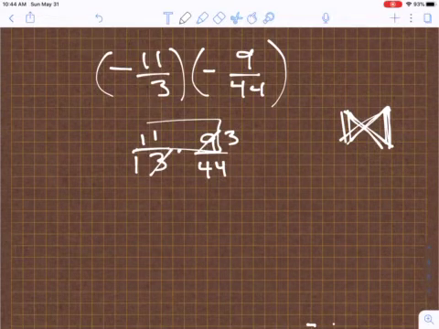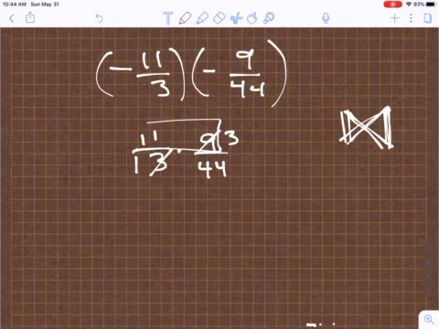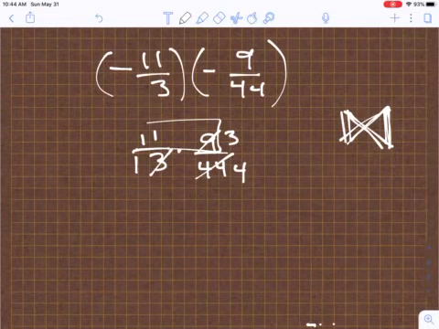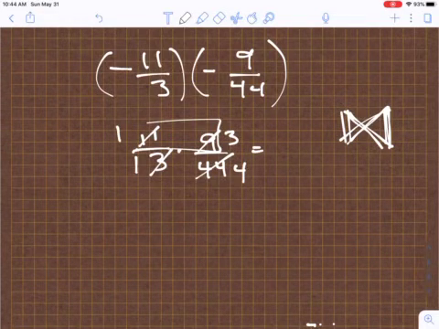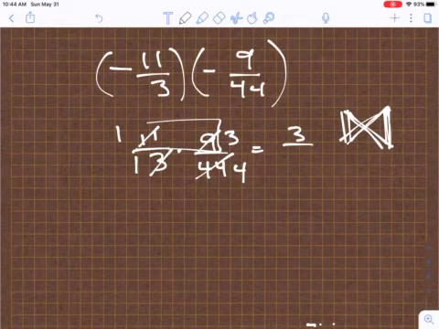All right. And then 44, you would say, well, 11 goes into 44. 11 goes into 44 4 times, and it goes into itself once. And then you just multiply once you've gotten it simplified. 1 times 3 is 3, and then 1 times 4 is 4, and you get 3/4.